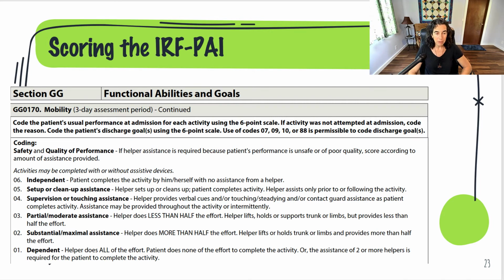They go from independent at 6 to 5, which is setup or cleanup assist. 4 is supervision or touching assist. 3, partial or moderate. 2, substantial or max. And 1 is they are dependent. So you can look at the details of this, but those are the general classifications.